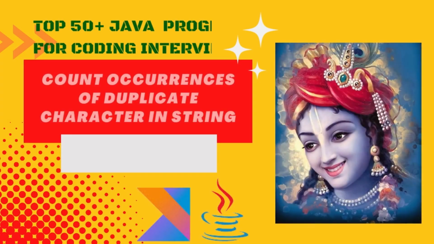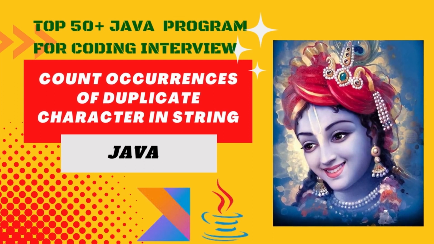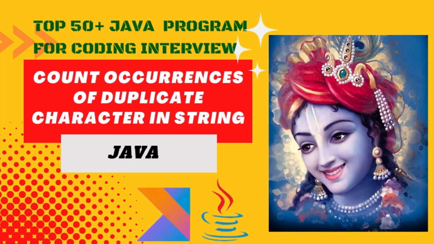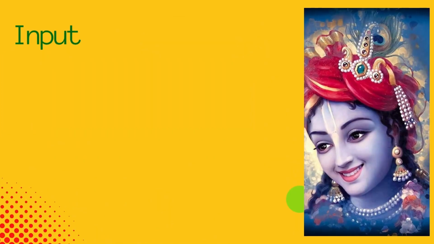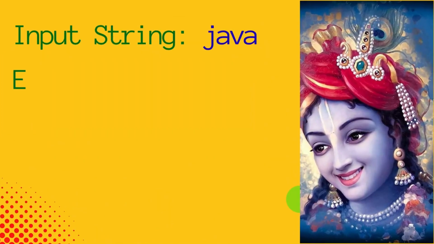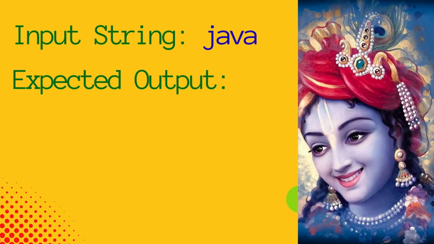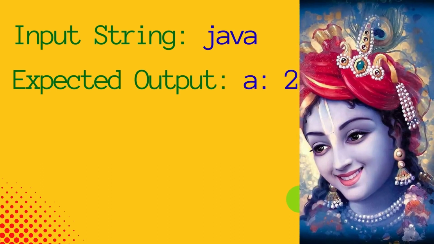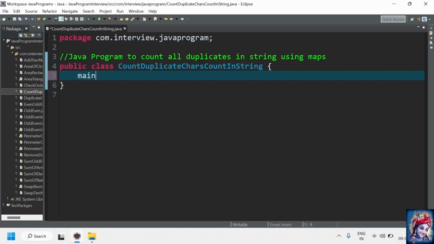In this video, we are going to implement a Java program to count occurrences of all the duplicate characters in a given string. Let's take an example of an input string "Java", and the expected output is that we need to print "A is repeated 2 times" in the given string. Let's start implementing the program.